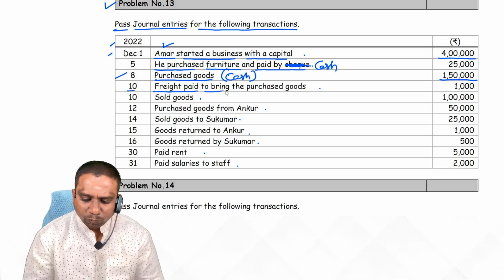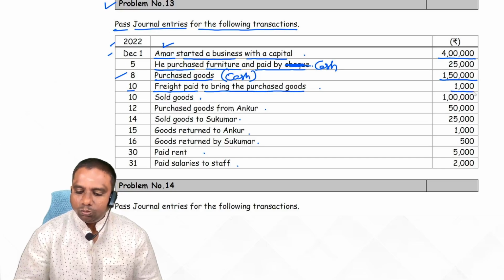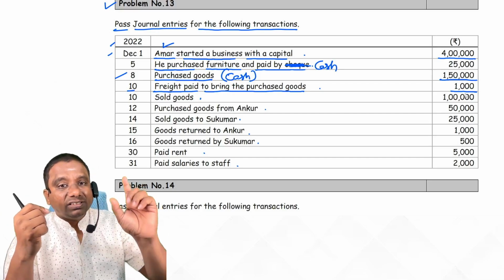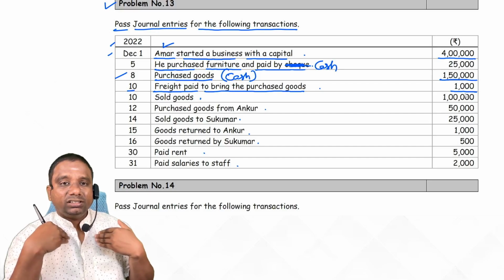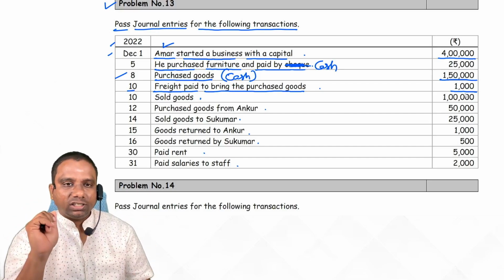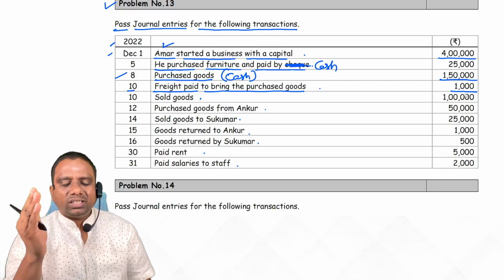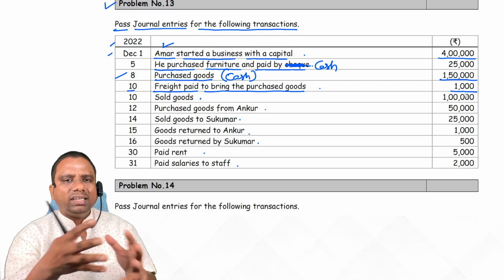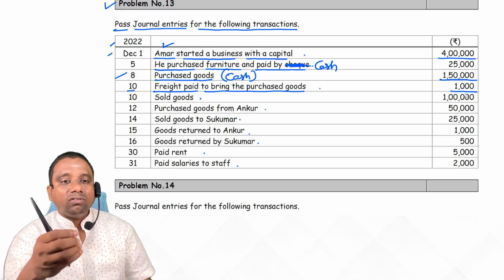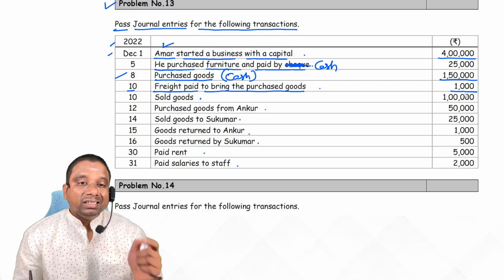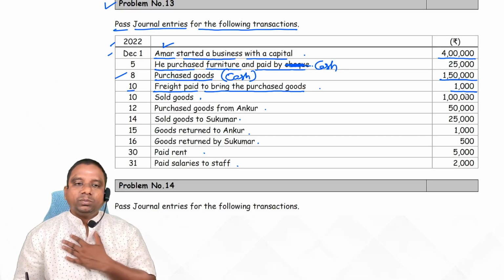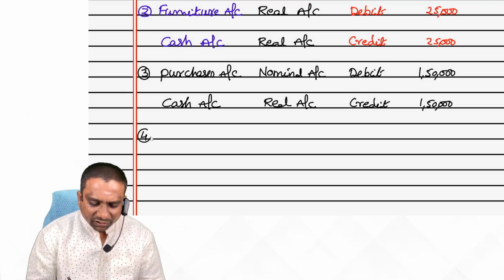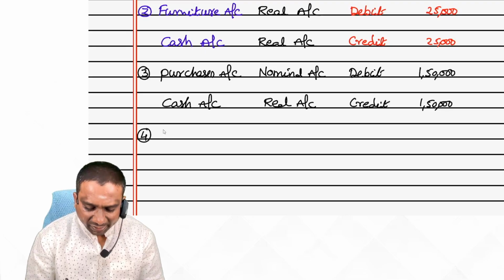Okay. Now, the next one. Freight paid to bring the purchased goods, 1,000. See, we have purchased goods. To bring the goods from the place of purchase to our business, we have to pay some transportation charges. Freight is nothing but transportation charges. Freight or carriage or cartage, whatever it may be, all these are transportation charges. These are expenses for us. So which account? Freight account.